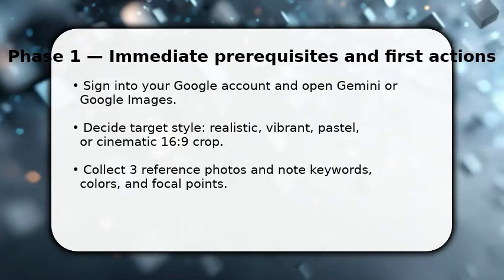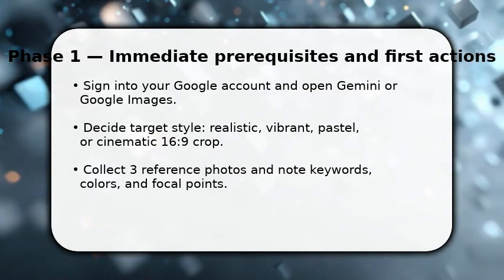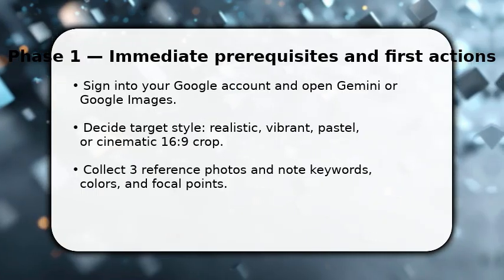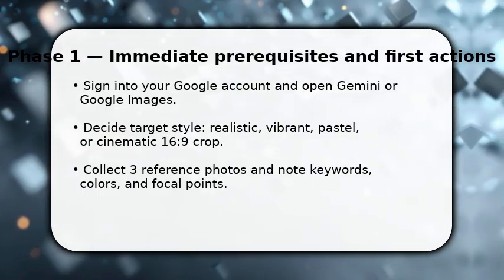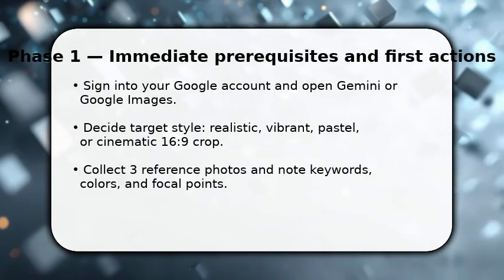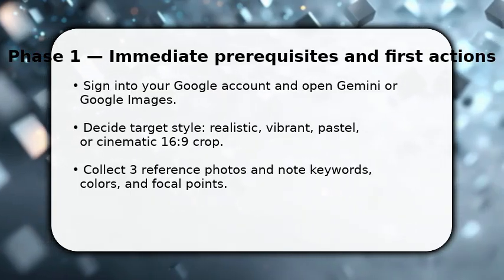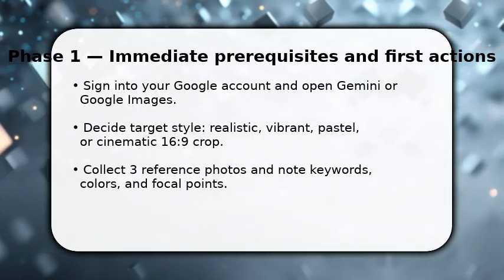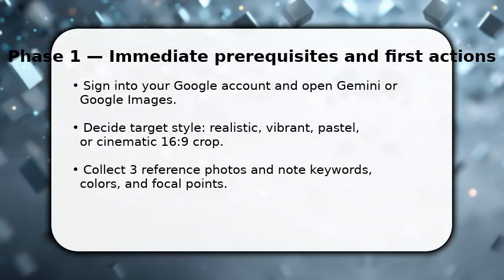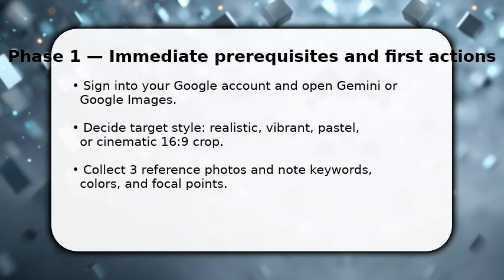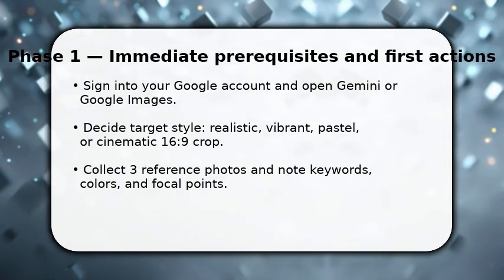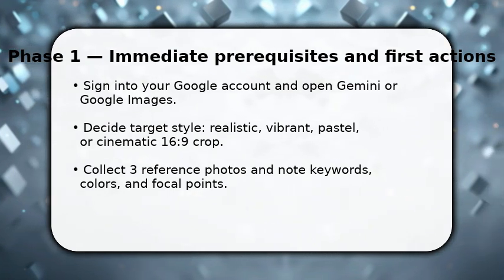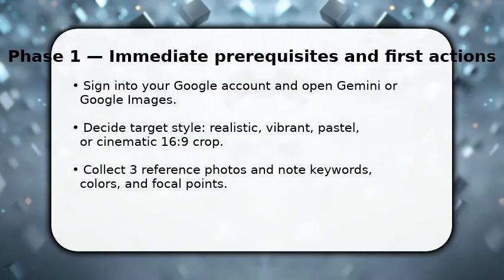You start by signing into Google and opening Gemini or Google Images so the model can use your preferences. Choose a target style, realistic, vibrant, pastel, or cinematic, and pick an aspect ratio like 16:9. Once done, upload or select 3 reference photos and list keywords for color, mood, and focal subject. This gives Gemini context and increases hit rate. Make sure to include concrete terms like golden hour or high contrast, so the search and suggestions match your intent.